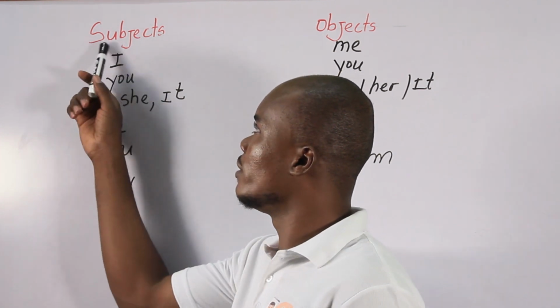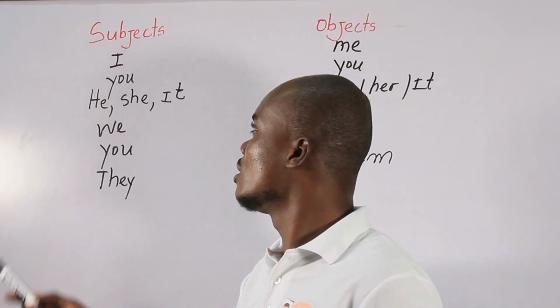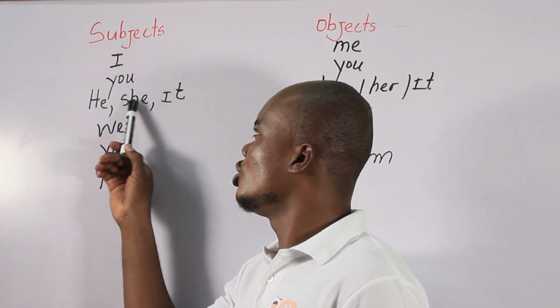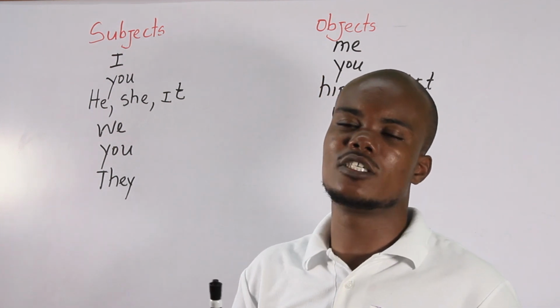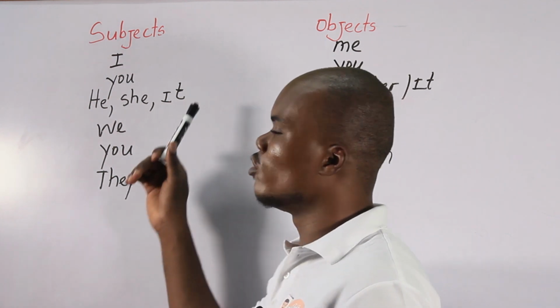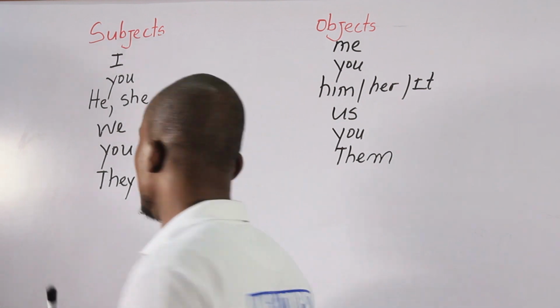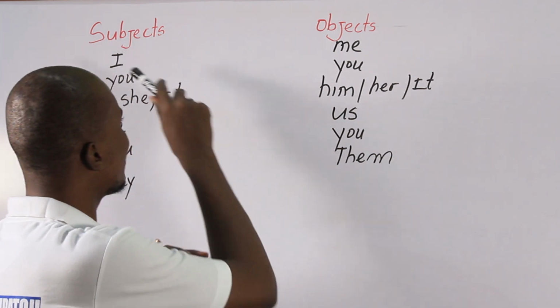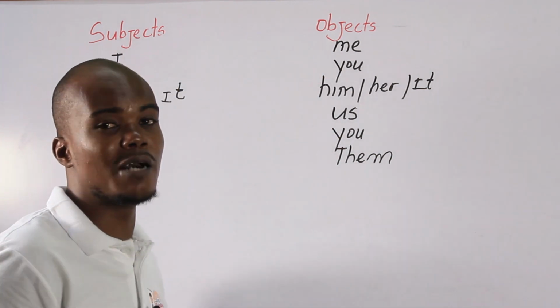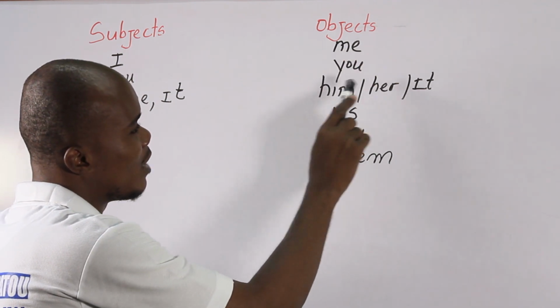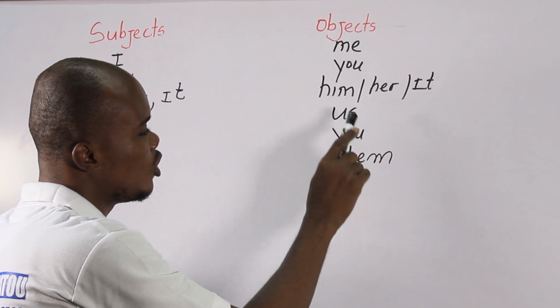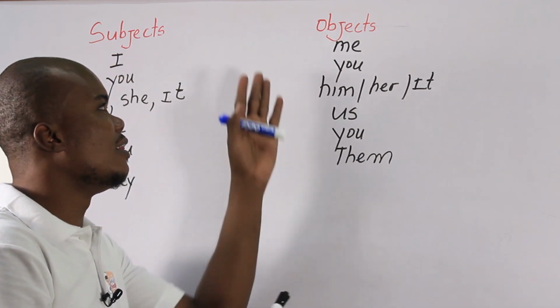But let's go with the subject pronouns. I, you, he, she, it, we, you, they are the subject pronouns. What about the object pronouns? For each subject, you get an object pronoun: me, you, him, her, it, us, you, them are the objects.